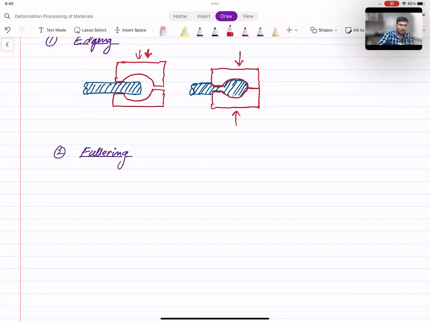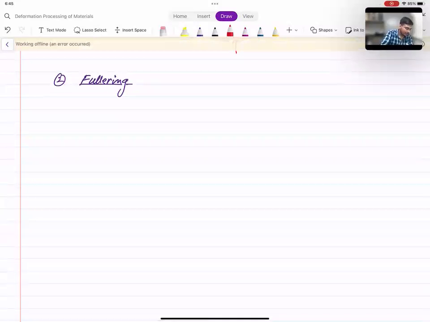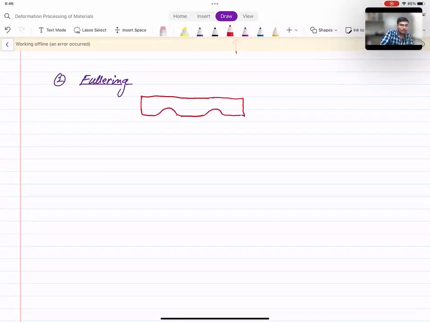So how is fullering done? Let me draw the dies and set up for this. Say we have dies like this. And a similar arrangement will be towards the bottom, like this. And this.